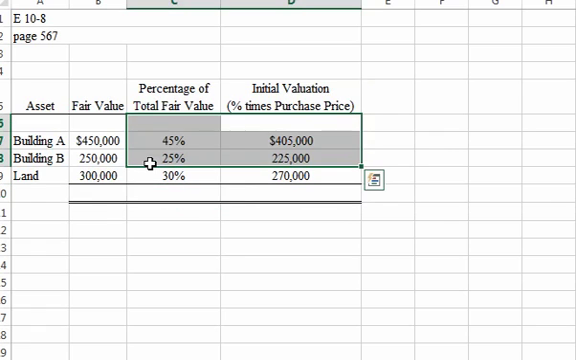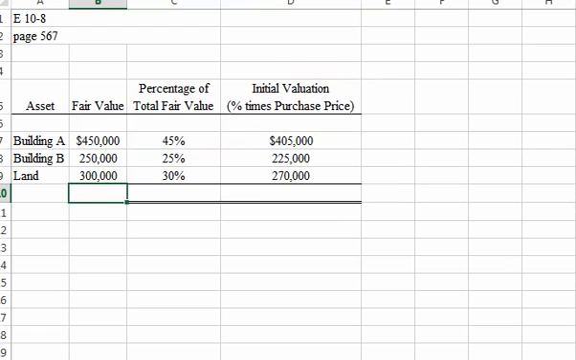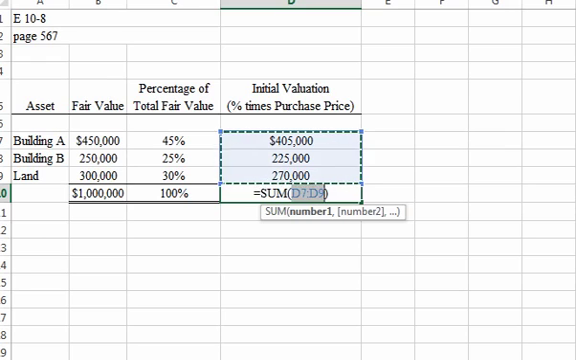Now, if we just sum each column, we get total fair value is $1 million, which we've talked about already. I hope our total percentage comes to, well, it comes to $1. Let's change the format on that. It should be formatted as a percentage. Okay, so it comes to 100%. And then this number should come back to $900,000, what we actually paid for the three assets.